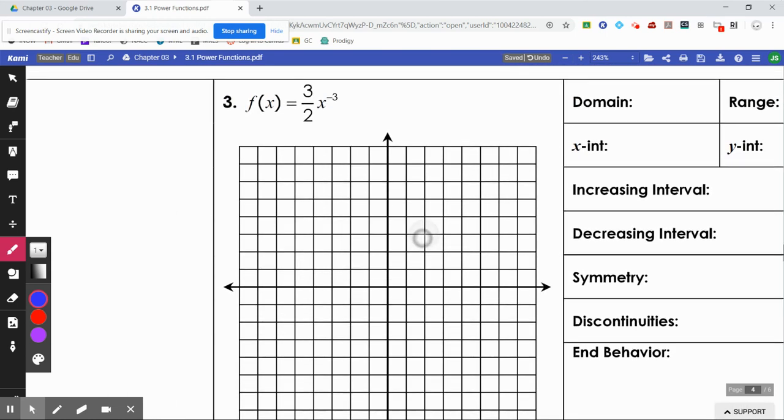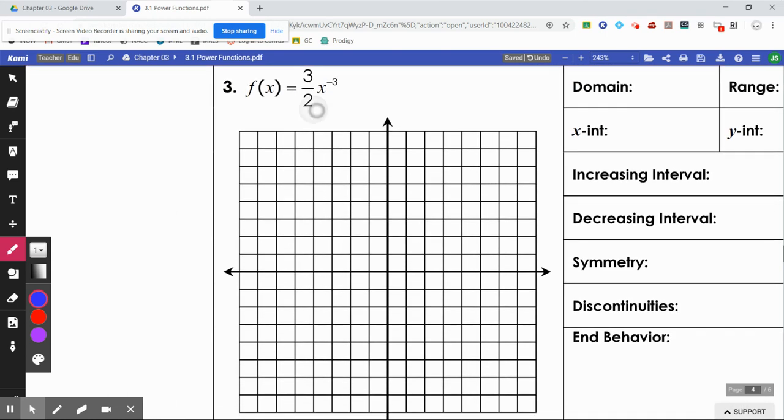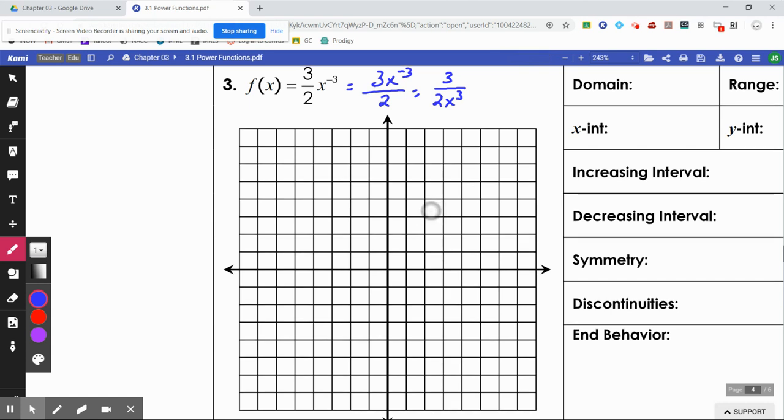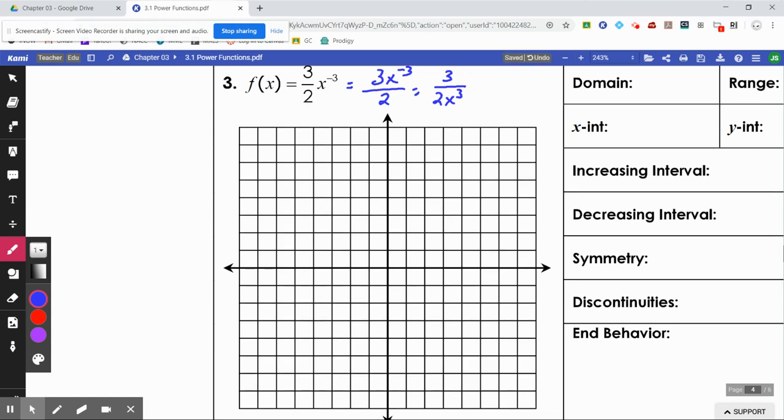Next problem, we have 3/2 x to the -3. And what you can do here is that x to the -3, if you'd like to write it up there with the top, because it's 3 or x to the -3 over 1, you can write it like this, and then that would bring your x to the -3 to the bottom. So that's going to be the graph that we're graphing here. You will have a vertical line at x equals 0 that is a point of discontinuity. For your graph, x can't be 0.